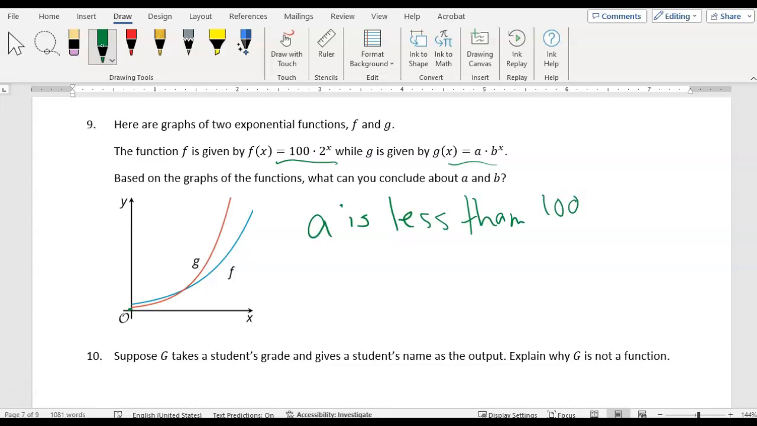We can also conclude that g eventually outgrows f, and that means it has to have a higher factor. So we also know that b is greater than 2. And that's it. That's all we conclude from this because we don't have any actual numbers on this graph.